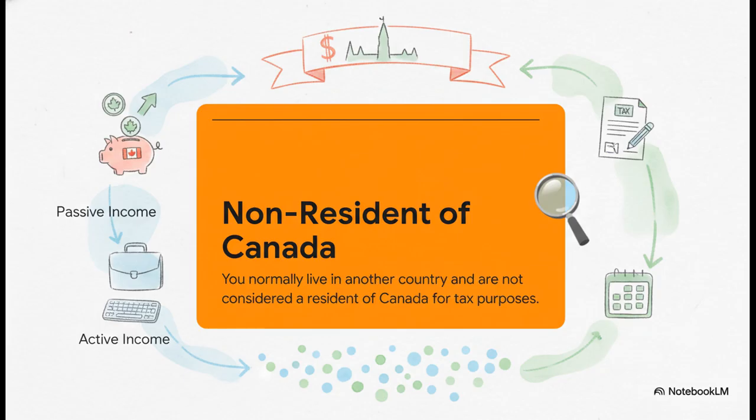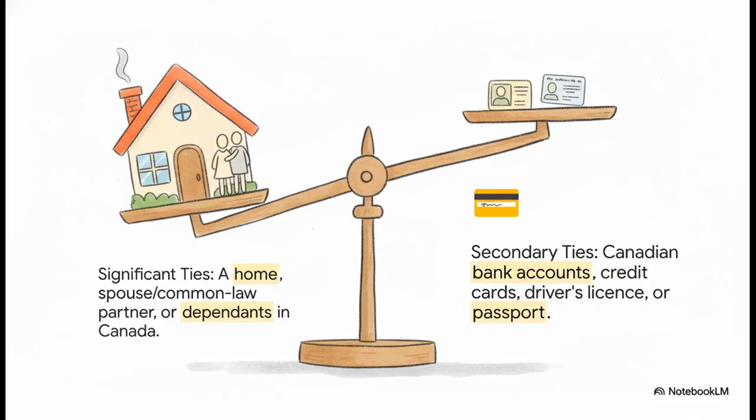For the Canada Revenue Agency, the CRA, it all comes down to a single concept: your residential ties. And the CRA helpfully breaks these ties into two big categories. On the left, you've got your significant residential ties. These are the heavy hitters, the big ones. We're talking about a home in Canada, a spouse or common law partner, or dependents, like children living in Canada. If you have even one of these, it points very strongly towards you being a resident.